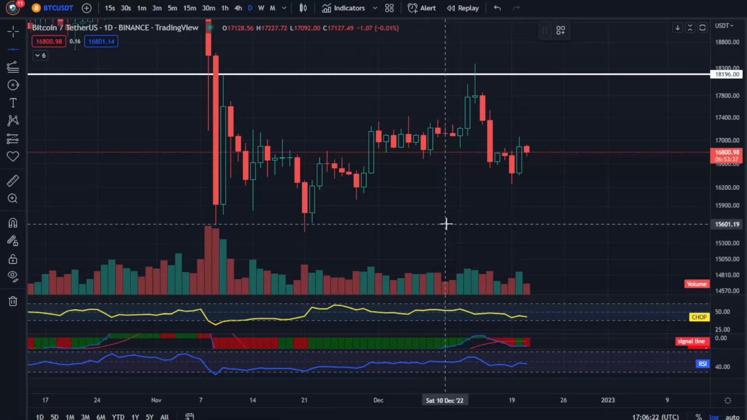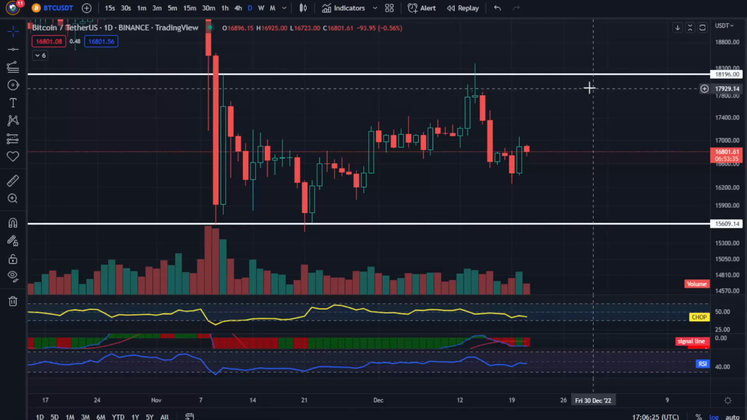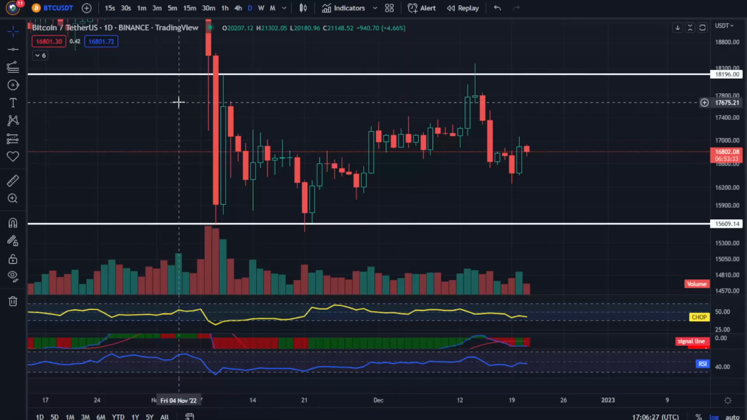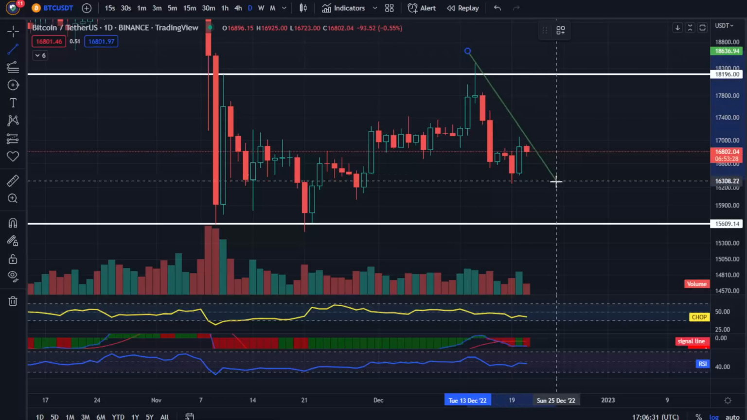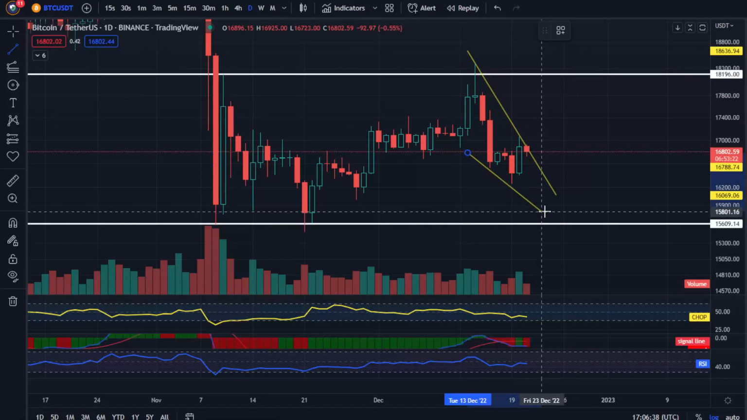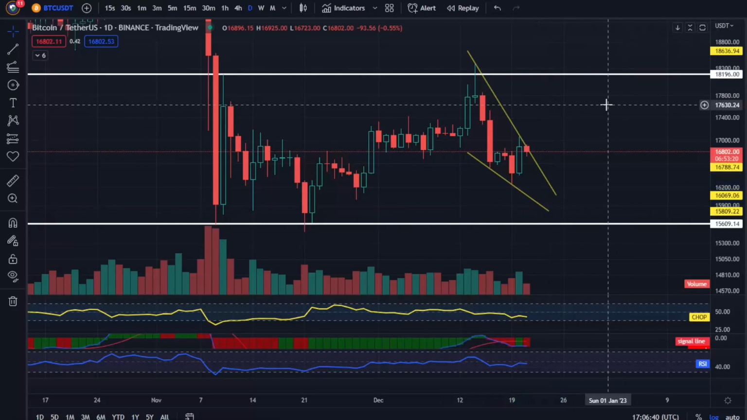Let's start by checking what we can observe on the BTC to USDT chart on a one-day timeframe. First of all, it is worth marking the sideways trend channel in which the price has been moving for more than a month with white lines, while locally we can mark the downtrend channel with yellow lines.